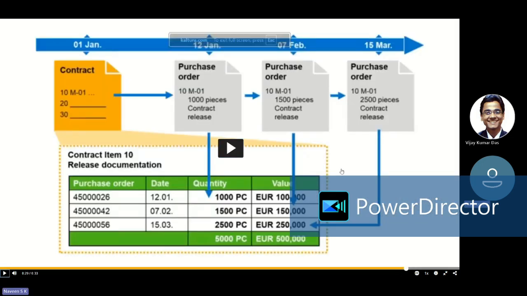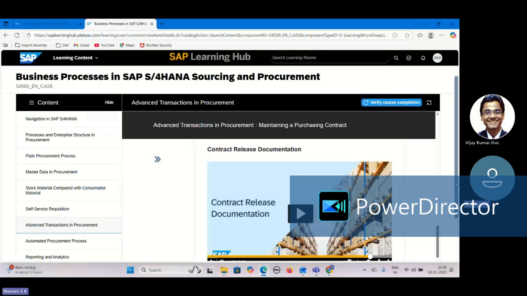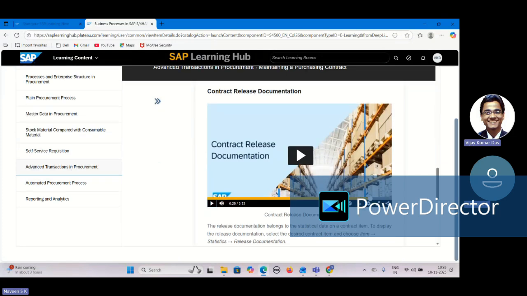So it gives us a history of the purchase against the contract. You can see there are three purchase orders created for this contract. All three PO details are available, when it was created, what is the quantity, what is the value, everything. So that they can refer at any time. And they can also compare against the total value and total quantity so that they will be aware.